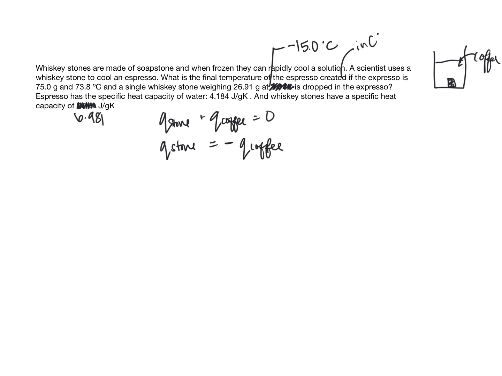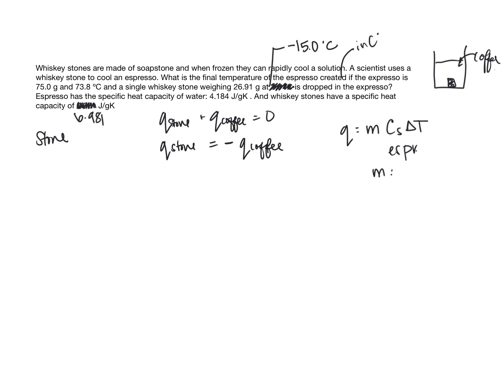And you could have put the negative sign on the stone or the coffee, just not both. It's one or the other. And so Q, in this case, equals m C sub s delta T. So we can set up both of ours. I'm going to put the stone on this side and the espresso over here.